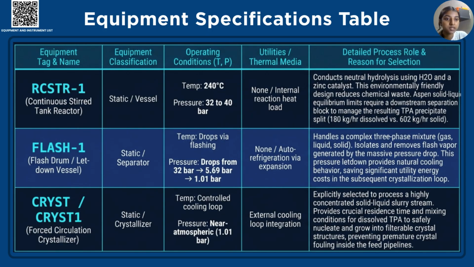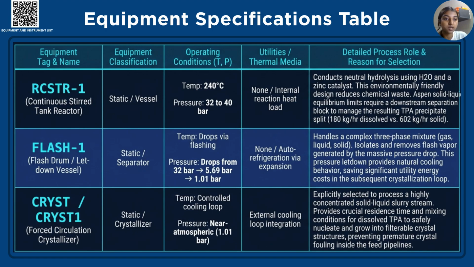Good day everyone. Today I'll take you through our engineered equipment specification for our PET neutral hydrolysis process. We begin in the primary reaction loop. Our continuous stirred tank reactor RCSTR1 operates under extreme conditions, 240 degrees Celsius and 32 to 40 bar, using water and a zinc catalyst to sustainably break down PET without excessive chemical waste.